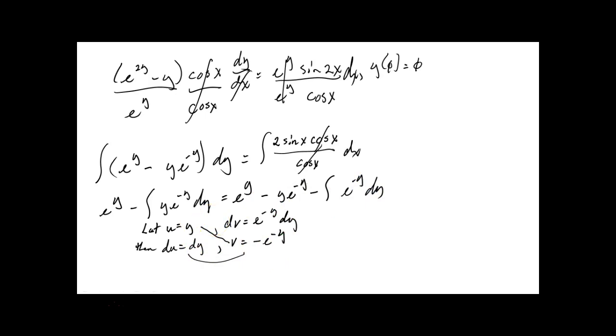Now, what do we have here? I'm going to bring down this e to the y minus y e to the minus y. And then what's the antiderivative of e to the minus y? We've already done it once. That's e to the minus y, which with a minus there would be plus e to the minus y. Right? Yeah or nay?